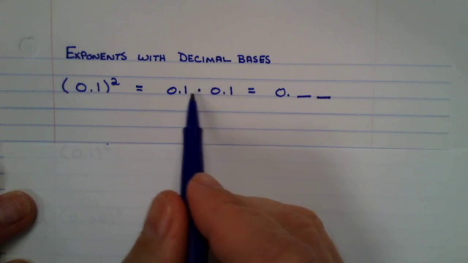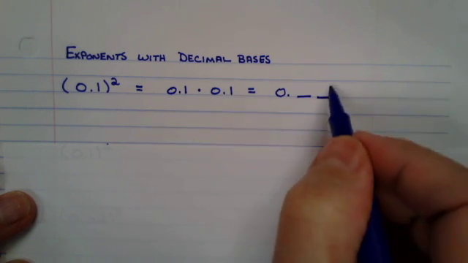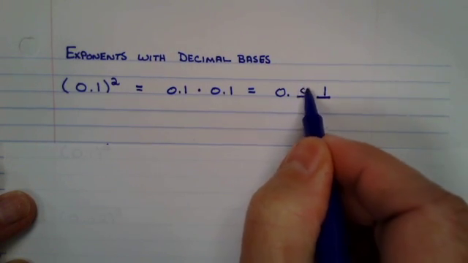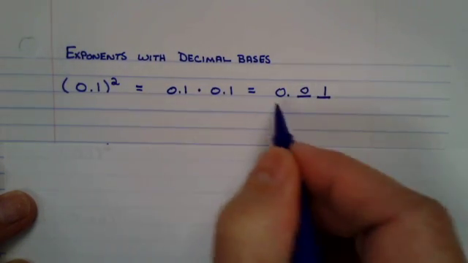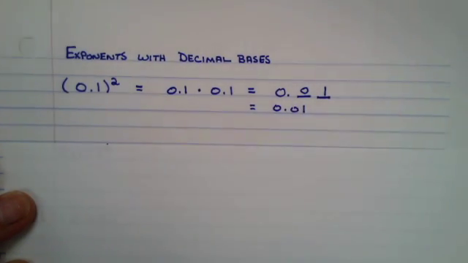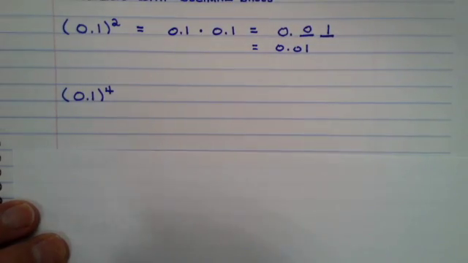So what I do is I multiply these numbers together. 1 times 1 is 1. And then any spots I have left over, I put a 0 there. So these two multiplied together is 0.01. Let's try another example like that.